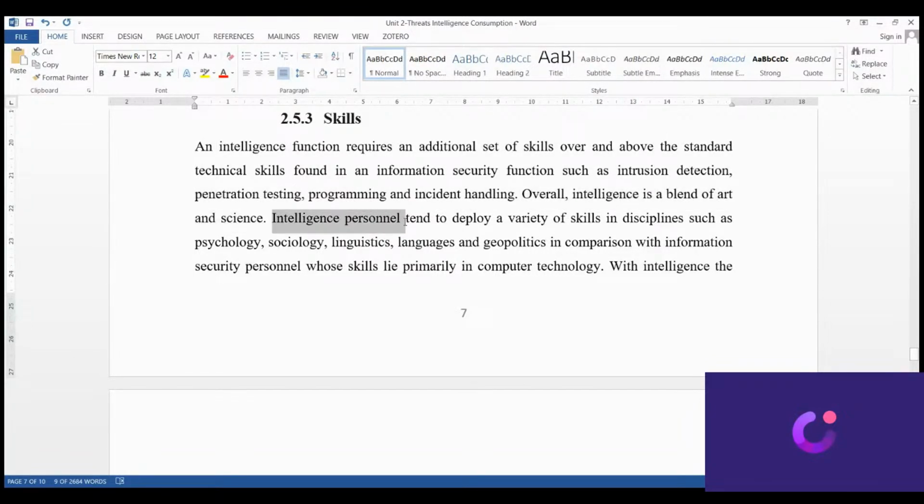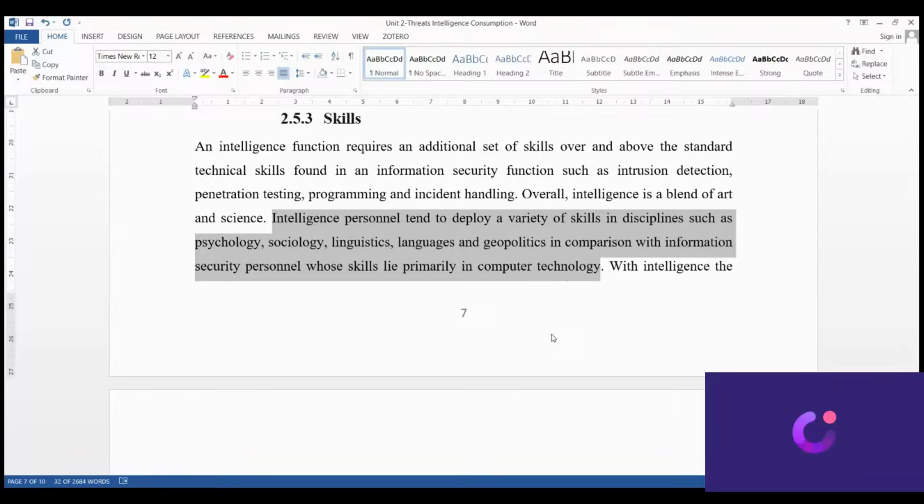So intelligence personnel tend to deploy a variety of skills in disciplines such as psychology, sociology, linguistics, and the geopolitical, in comparison with information security personnel whose skills lie primarily in computer technology. So that's the difference between these two colleagues.